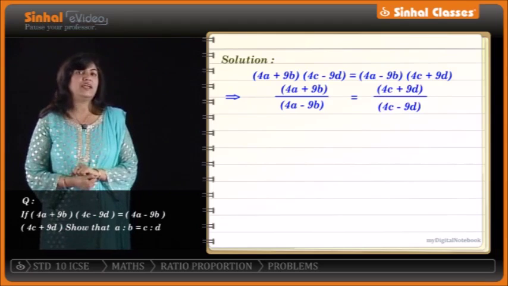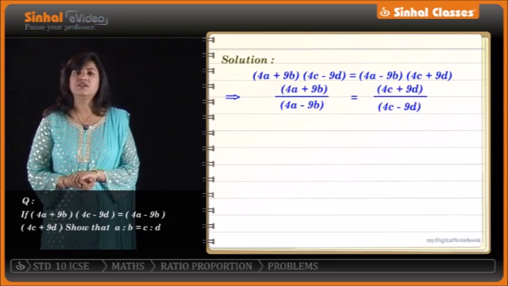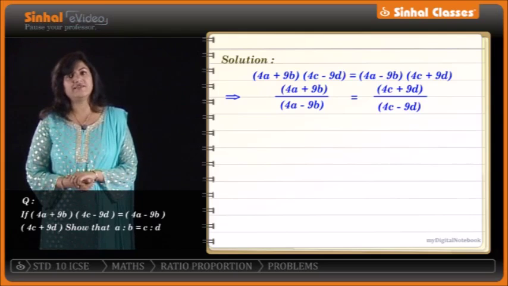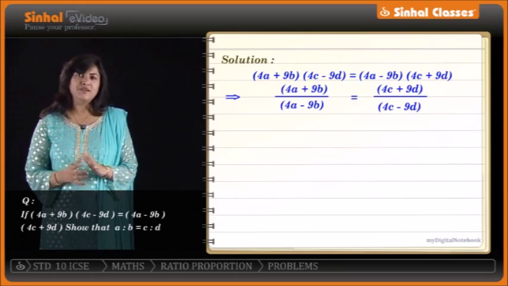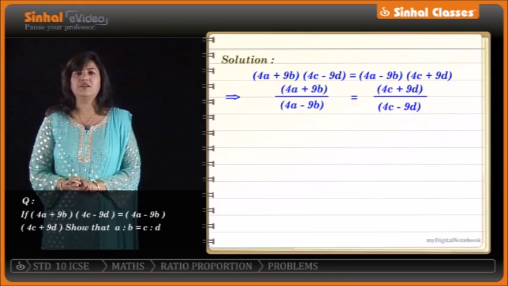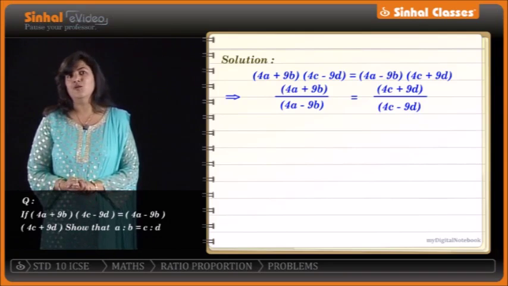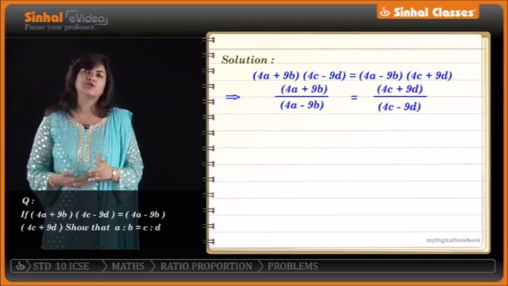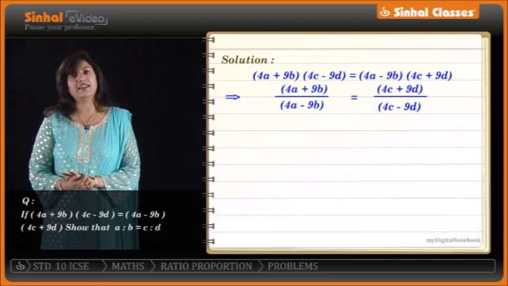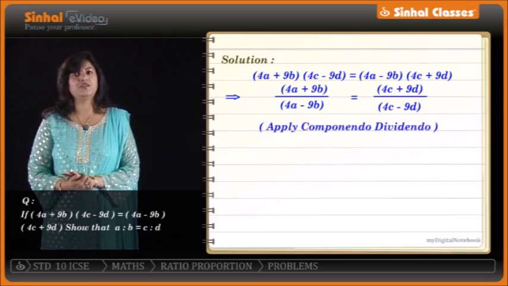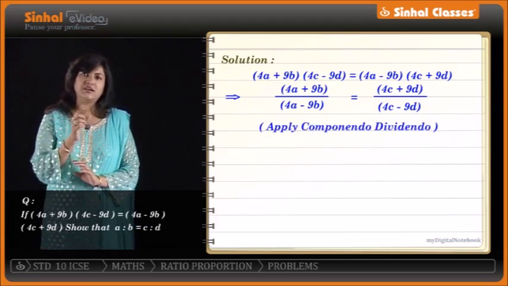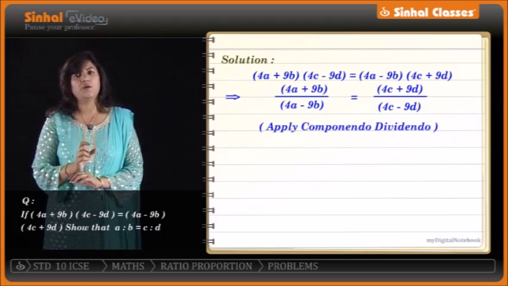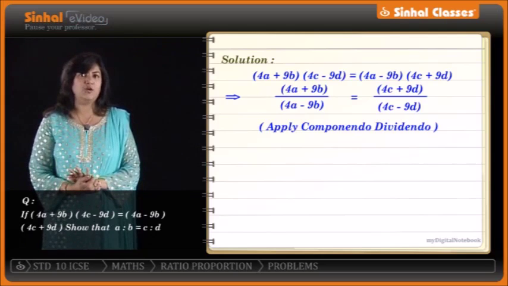Now, we want a upon b equals c upon d. What can we do here? Do we have converse of componendo dividendo? No, we have not learned that because it does not exist. So, in this case, we will again apply componendo dividendo, that is numerator plus denominator upon numerator minus denominator.